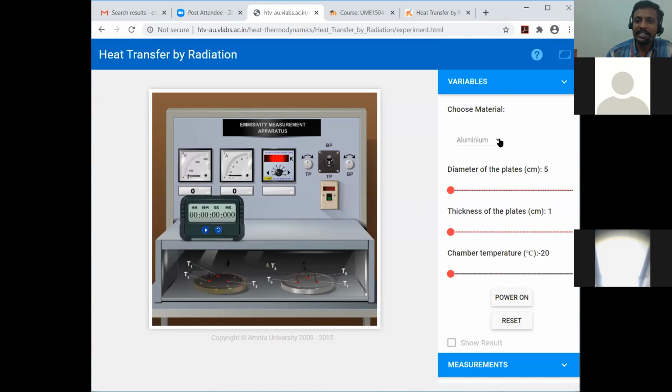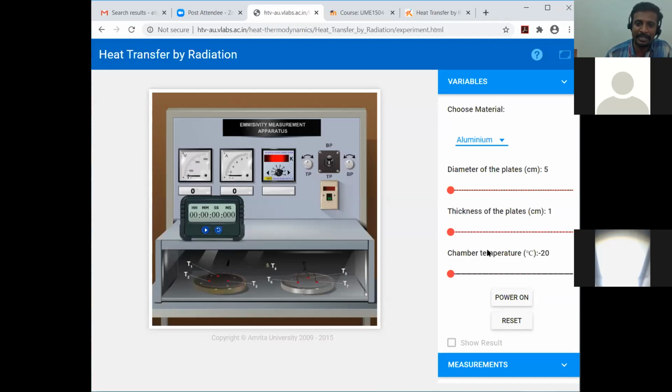Now here you can choose the material. These are the options that they have given. It is inbuilt, so we have to only play with any of these objects. So let us take aluminum. You can change the diameter and thickness of the plate. What happens when the diameter of the plate changes? It only changes the surface area. But anyway they are going to get cancelled because you're going to have the same surface area for both the plates. If you want, you can try different areas and different thicknesses also.